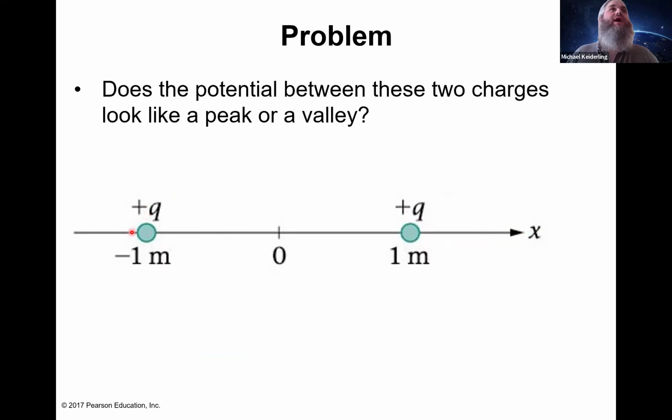So here we have two positive charges, one at -1 meters and one at +1 meters. And the question is, does the potential between these charges look like a peak or a valley? So do you guys think this looks like a peak or a valley? You can answer in chat or you can unmute to answer.